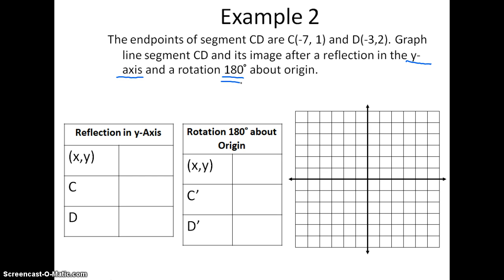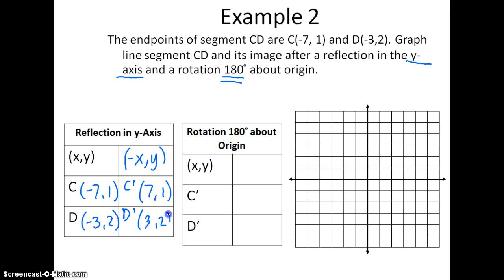So the first thing we have to do is the reflection in the y-axis. That means I'm going to make my x's negative. So my points are negative 7, 1, and negative 3, comma 2. So C prime will be positive 7, comma 1, and D prime will be positive 3, comma 2.